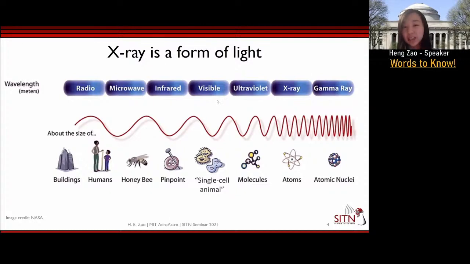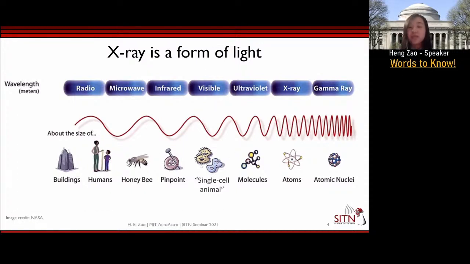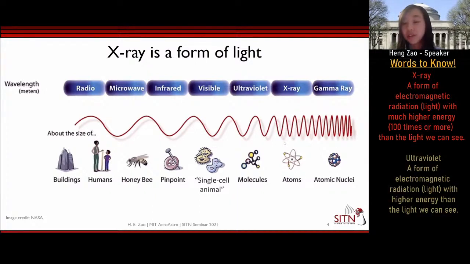Visible light sits right at the center of the spectrum. It has a wavelength roughly on the order of a single-cell animal. Longer than that, we have microwave and radio. For example, the microwaves you use in your home have a wavelength on the order of a millimeter. On the shorter end is where X-rays, gamma rays, and high-energy radiation are. X-rays are much higher in energy and much shorter in wavelength, on the order of atom size.